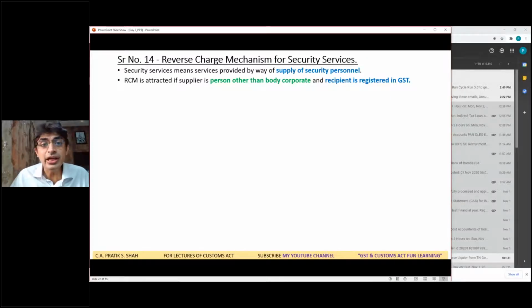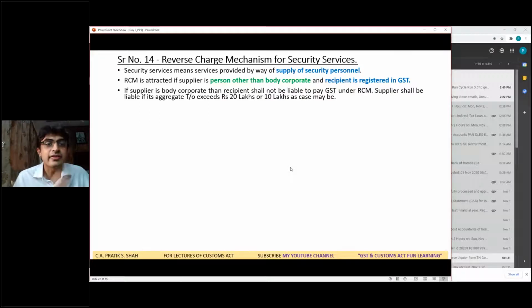So the conditions are: the service supplied is security guards; the supplier should be other than body corporate; and the recipient should be registered in GST. If all the three conditions are satisfied, then only reverse charge is applicable, else it is not applicable. If all three are satisfied, reverse charge is applicable. Clear? Chalo, let us see this.